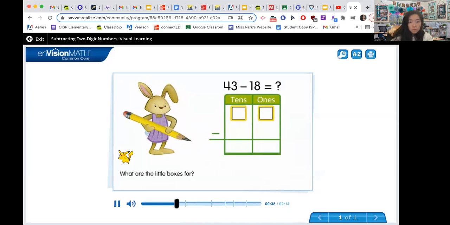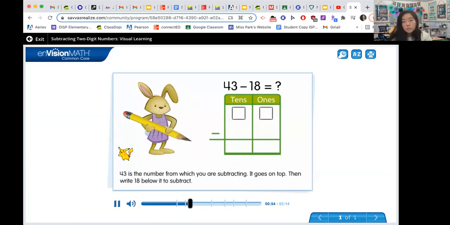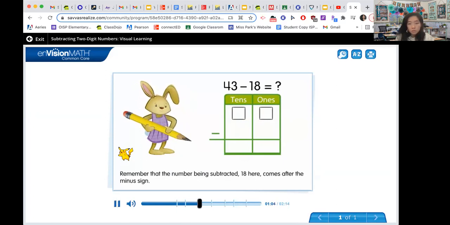What are the little boxes for? You use them if you regroup. Which number belongs in the top of the frame? Why? 43 is the number from which you are subtracting. It goes on top. Then write 18 below it to subtract. Remember that the number being subtracted, 18 here, comes after the minus sign.